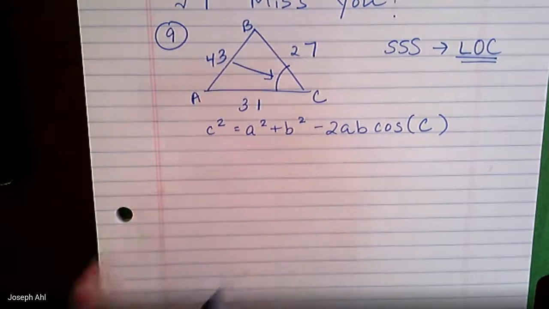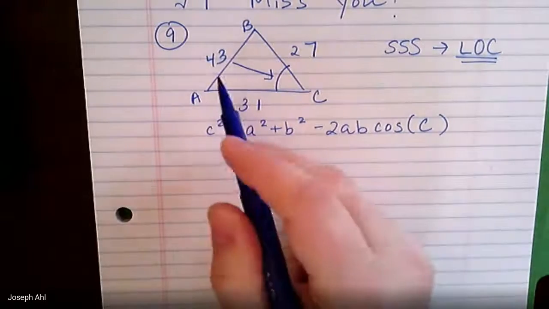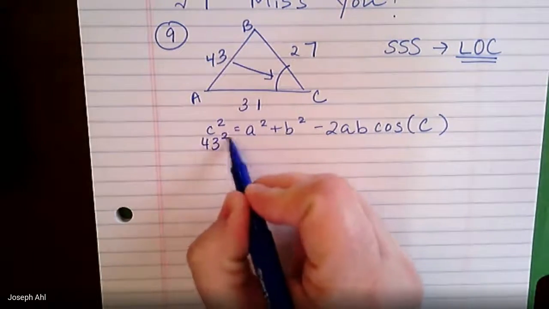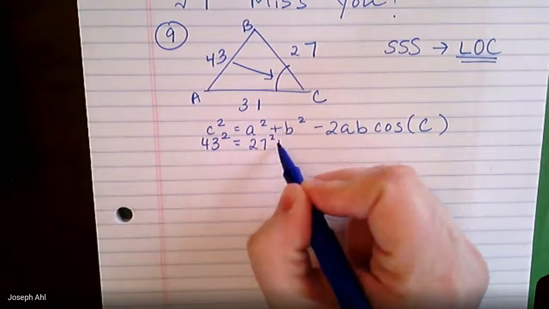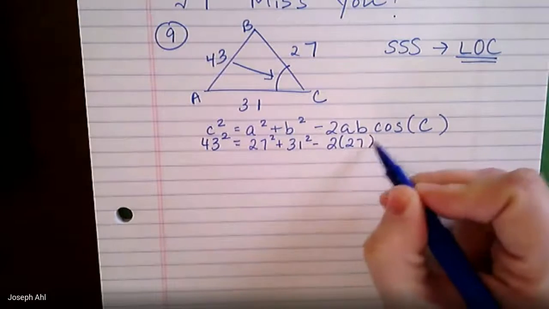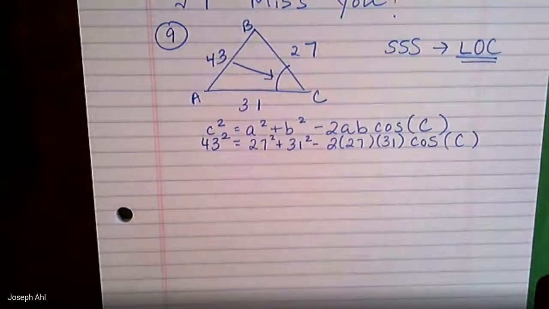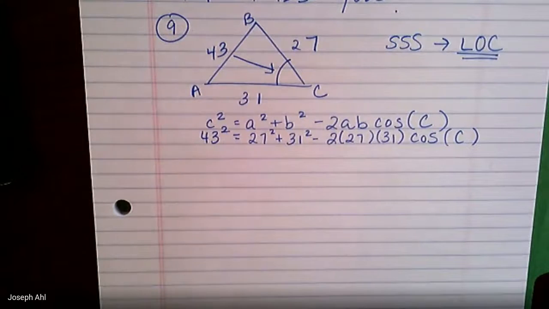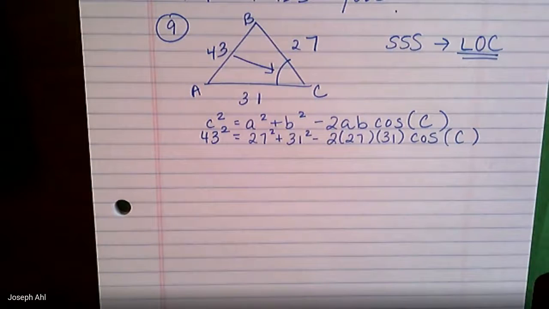Now, if you're getting an undefined on the calculator, I think I probably know where it's coming from, but let's check it out. So I would plug in little c is 43, so 43 squared equals, then little a is 27 squared plus 31 squared minus 2 times 27 times 31. And at the end, we put cosine of angle C. So that's kind of what that substitution would look like. Alexis, is that good so far?